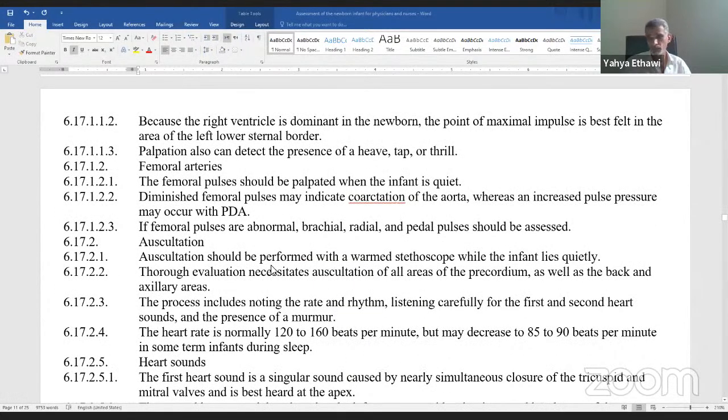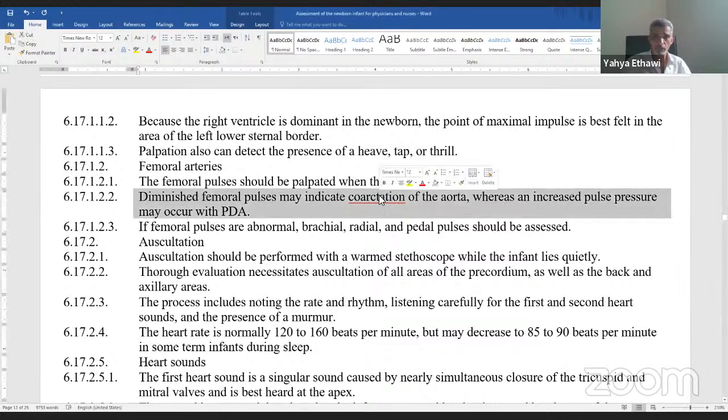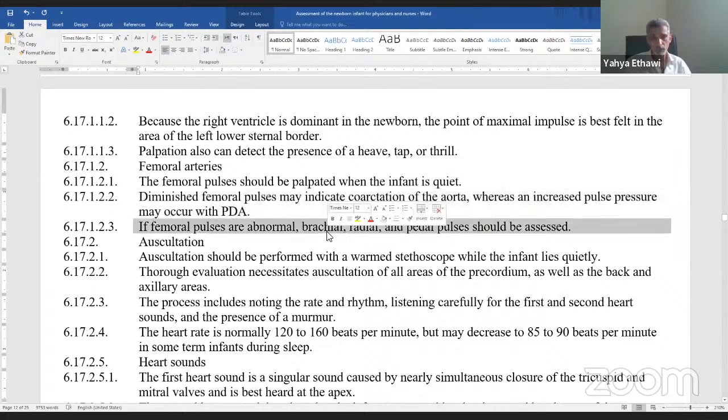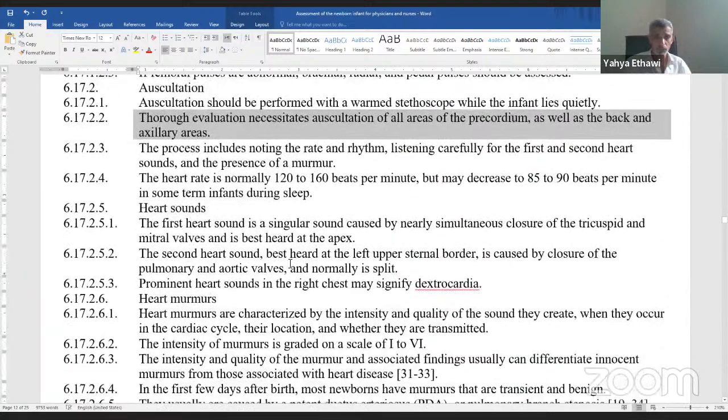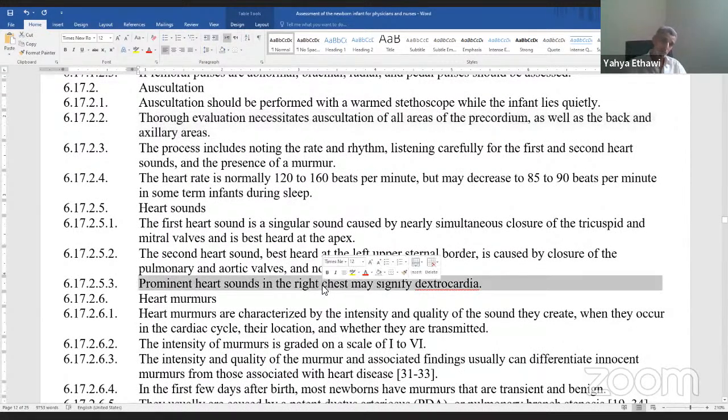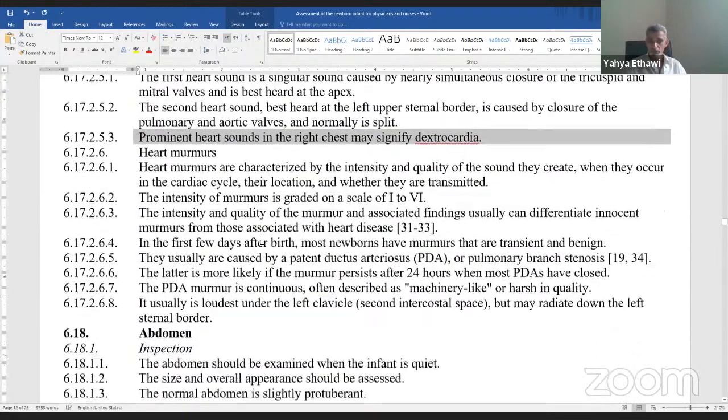Remember that the disease that easily fools you is the coarctation of aorta, which can fool anybody because of the PDA. So femoral pulses, brachial, radial, but the most important is femoral. Auscultation is very important, including the rhythm, the murmur, the heart rate, whether the heart is in a correct position, murmurs and the type of the murmur.